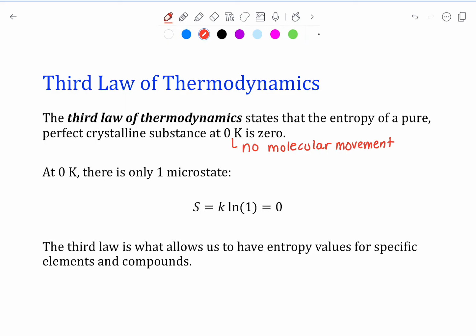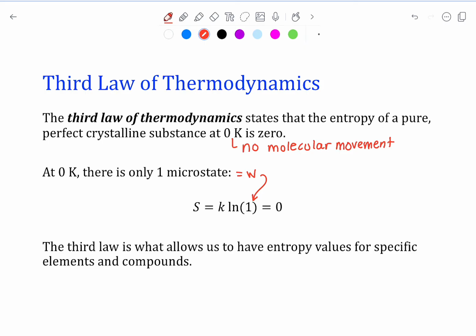Therefore, at 0 Kelvin, there is only one possible microstate, which is our W. Remember, a microstate is equal to W. So if we plug 1 in for W into our entropy calculation that we learned in our previous lesson, the natural log of 1 is 0. So that gives us an entropy of 0. The third law is what allows us to have entropy values for specific elements and compounds. And this is why elemental forms can have an entropy value, whereas they don't have an enthalpy value.